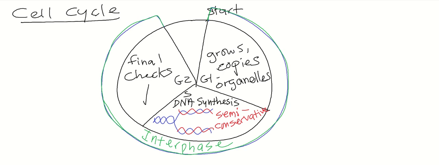Okay, the final little slice here is called M phase, and that's known as cell division. As the name implies, that's when the cell is going to divide, because at some point it's going to have to divide. And that's either mitosis or meiosis, depending on what kind of cell it's going to make.